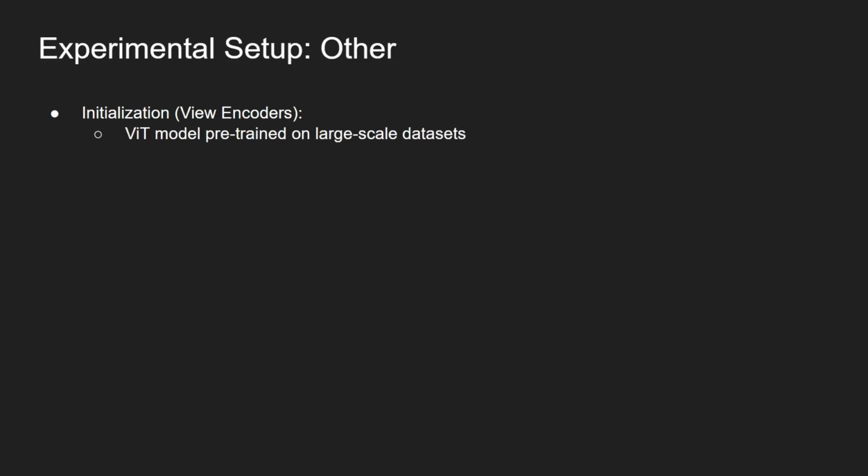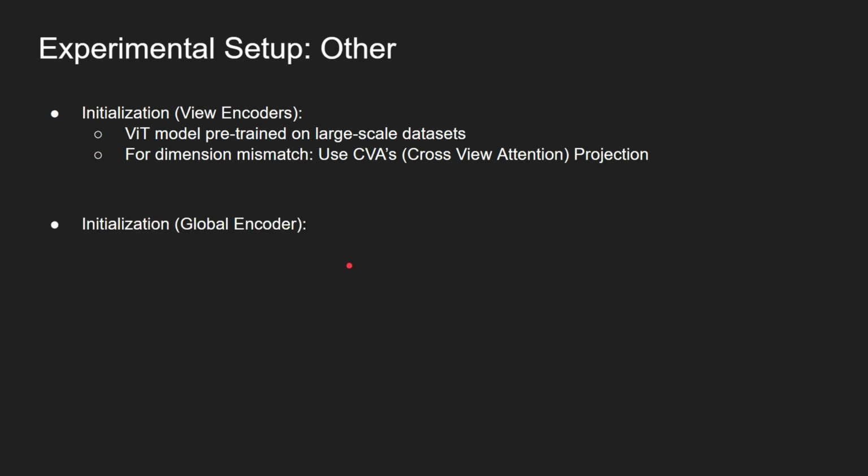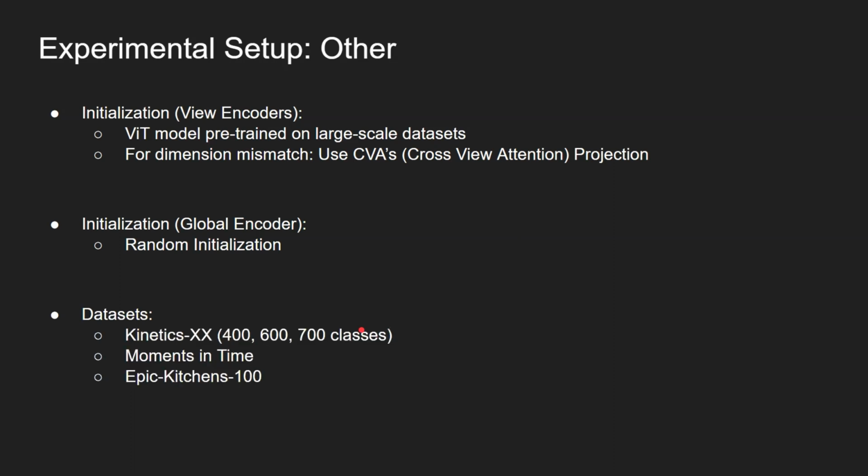So we saw that there are two types of encoders, view and global. For the view encoders, they initialized using ViT pre-trained models on large-scale datasets. And whenever there was a dimension mismatch, they used the projection mechanism of CVA fusion, which was already discussed by Abhishek. And for the global encoders, they used random initializations. They tested the architecture on pretty much the standard datasets, which are listed here.